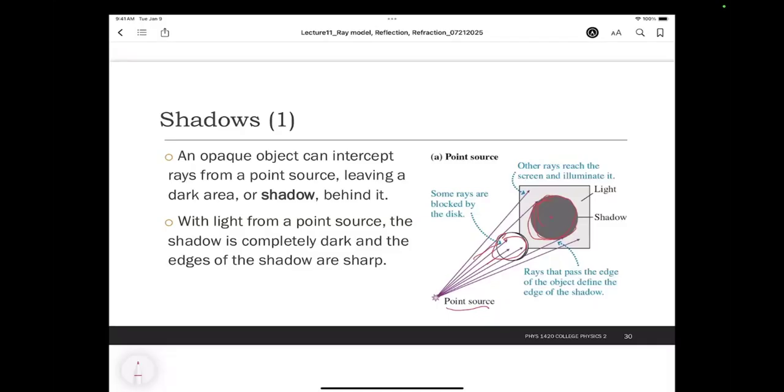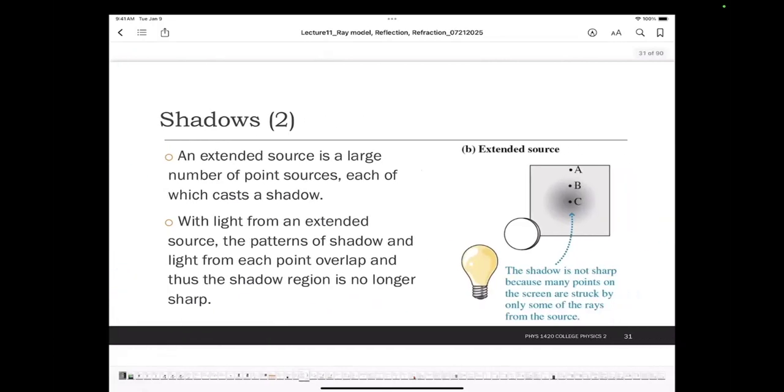And an extended source is a large number of point sources.